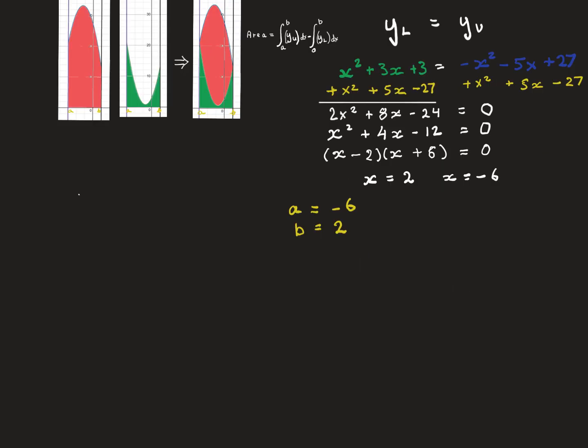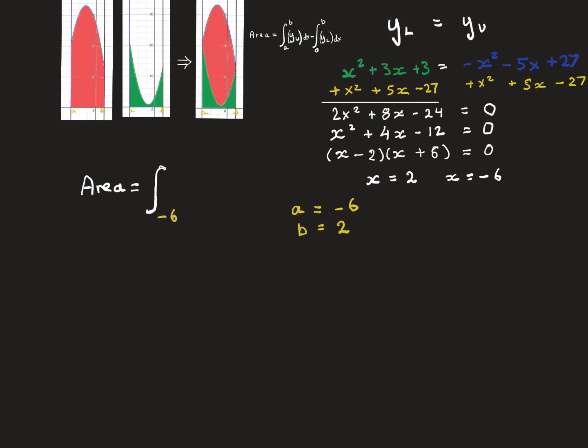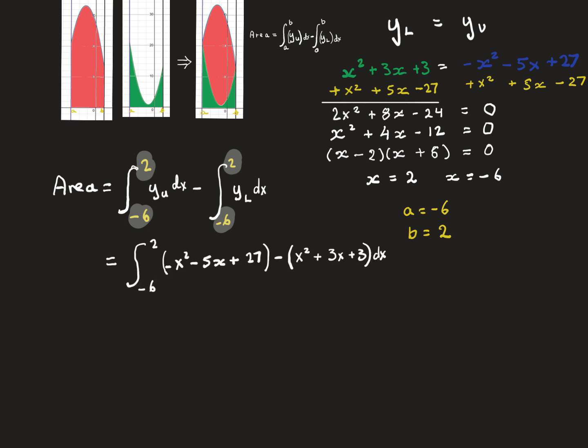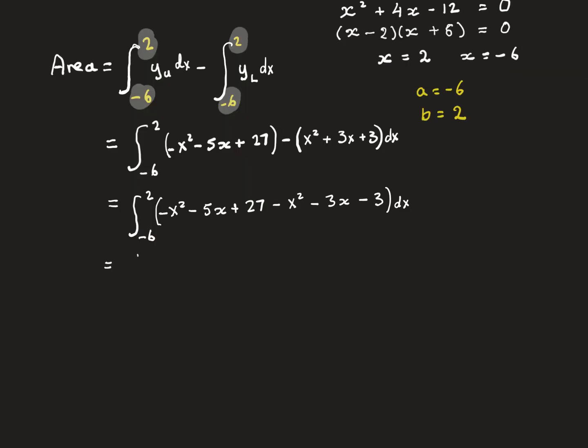So now that we know our a's, our area must be therefore the integral from negative 6 to 2 of the upper function dx, take away the integral from negative 6 to 2 of the lower function. And because both of these integrals have the lower and the upper limits exactly the same, we can write them all as one integral. At this point, it's best to remove the brackets. Remember to keep the integral as long as you're doing changes in it. Now we're going to just simplify this. So it'll be minus 2x squared.